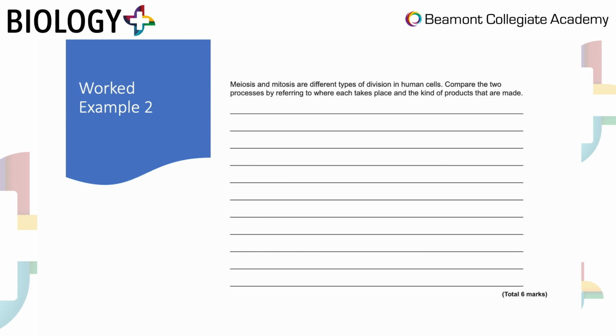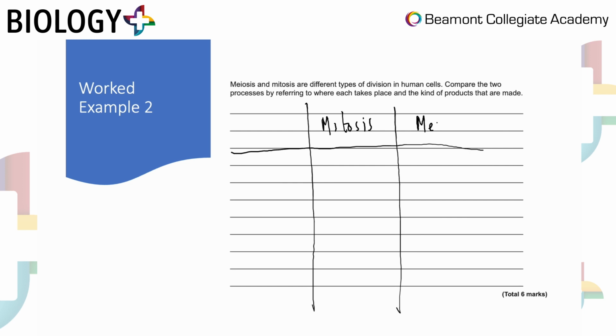Worked example 2. Meiosis and mitosis are different types of cell division in human cells. Compare the two processes by referring to where each takes place and the kind of products that are made. But we're doing a comparison. If I was doing this in class, a great way to do a comparison would be a table. So I'm obviously comparing mitosis and meiosis.